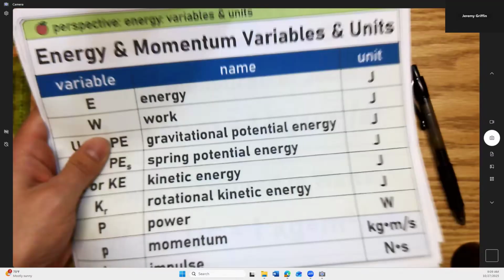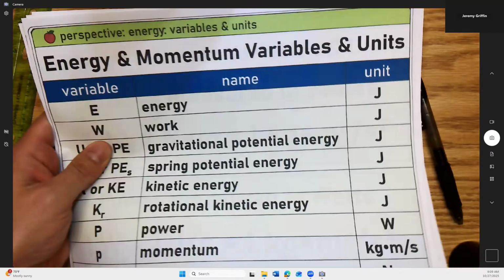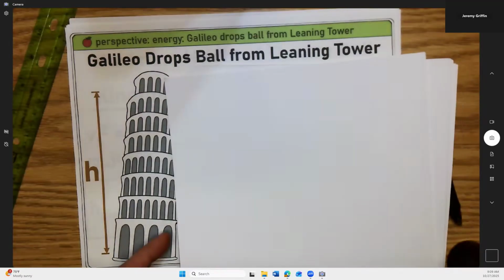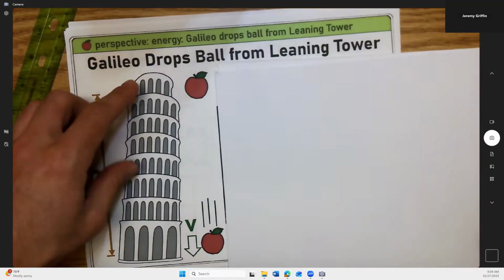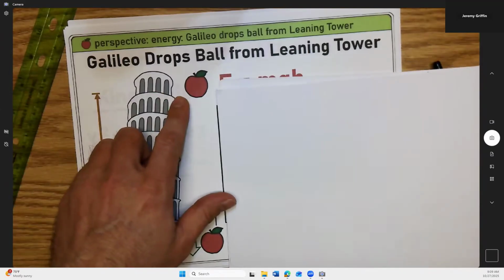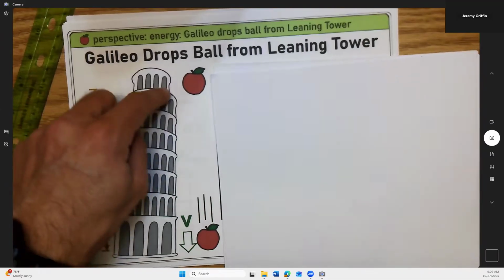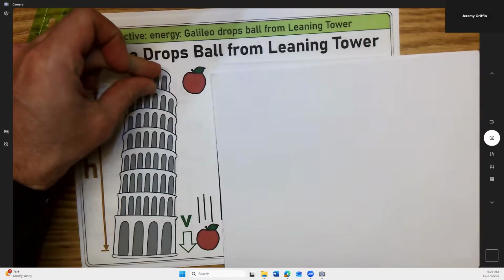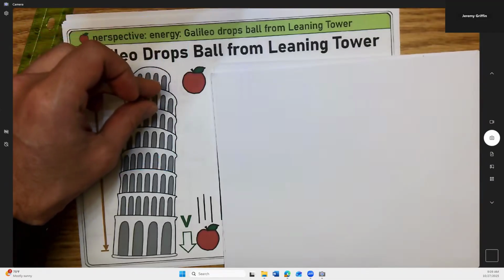All right, so we'll start real classic here. Galileo drops a ball from the Leaning Tower. So he's going to drop this ball. Let's set up a conservation of energy. What type of energy does it have at the very top where he's holding it at rest? Potential energy. And what's the formula for that again?